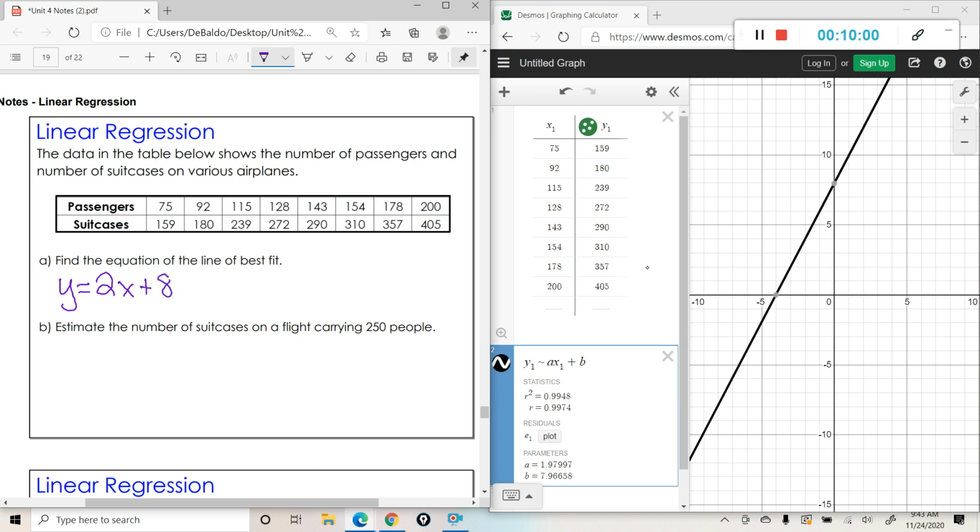So this is my equation of my line of best fit. And you don't always round to the tenths. You can truly round to whatever number you want. But for this example, I wanted to round to the tenths.